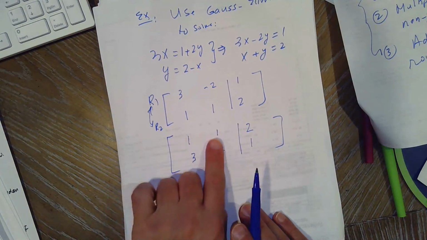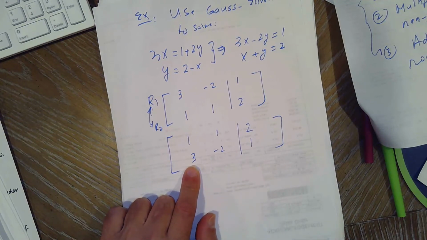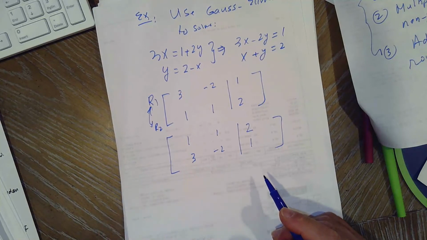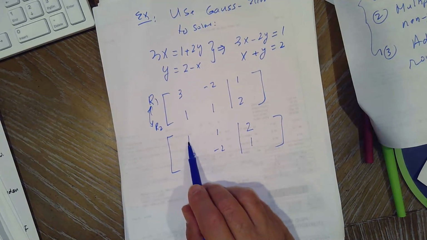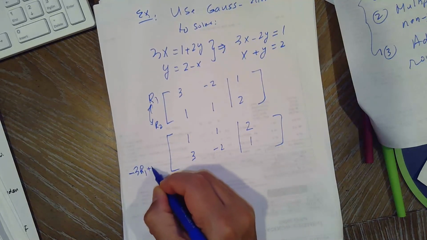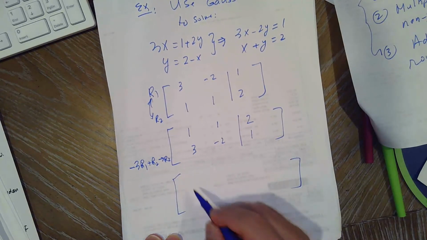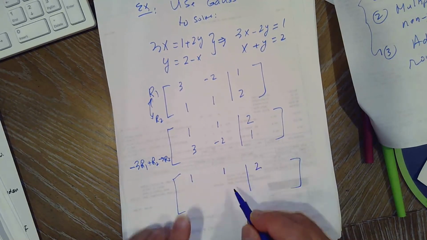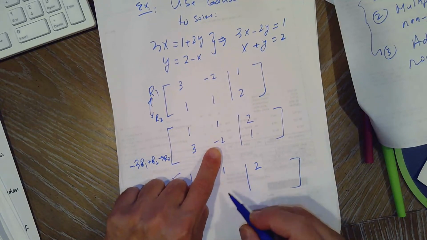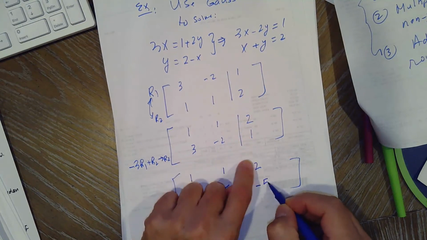So remember, we go column by column. We get our 1, then our 0. To get a 0, it's always a good idea to add a multiple of the row with the 1 to that row. So a multiple of 1 is negative 3 to make this a 0. So negative 3 R1 plus R2. We want to take over R2. So we're not changing the first row. We want to change this into 0. Negative 3 plus 3 is 0. Negative 3 plus negative 2, negative 5. Negative 6 plus 1 is negative 5.